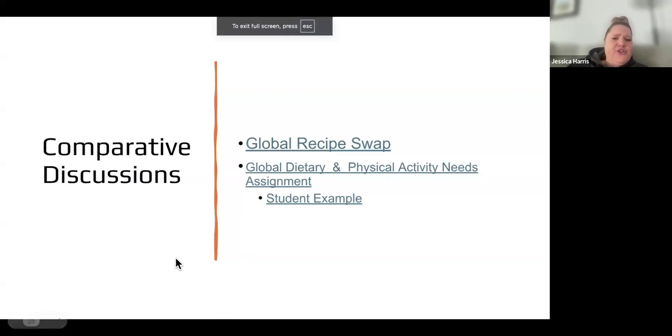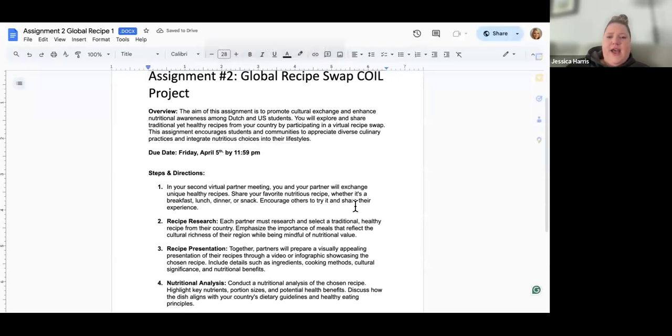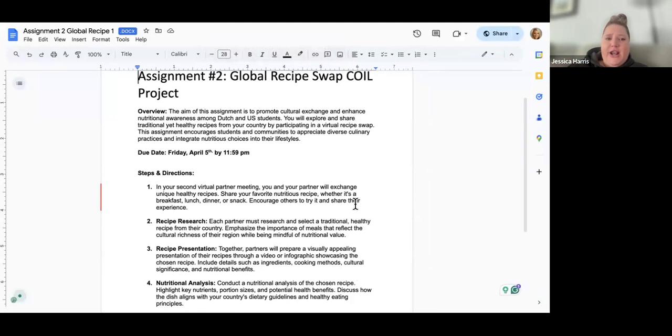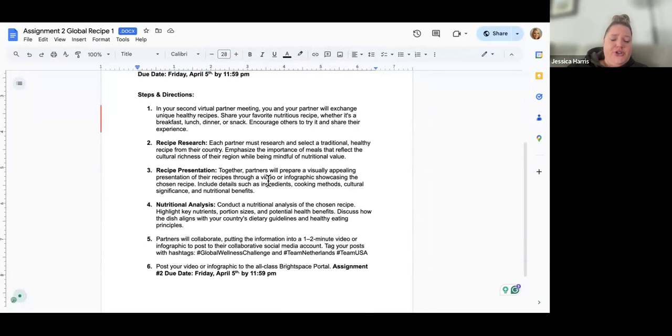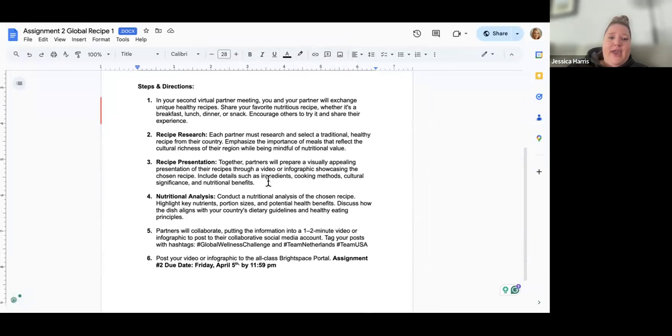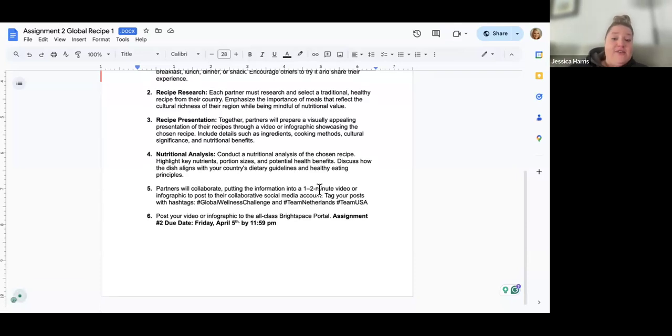So those comparative discussions that I talked about before, the global recipe swap was one of them. This assignment took students into the aspect of wanting to promote cultural exchange and enhance nutritional awareness. They had to do some recipe research from a tradition from their country and share the importance of that meal, the nutritional value, but also the cultural richness that that meal had on their region, which was really great. And then they also presented that, but also discussed the nutritional analysis of it.